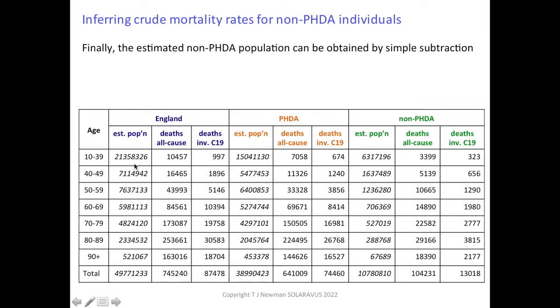Now do note that these population figures are in italics, and the reason for that is they're not to be taken too literally down to the exact individual. These are estimated figures, whereas the death numbers are actual numbers that correspond to individual death certificates.